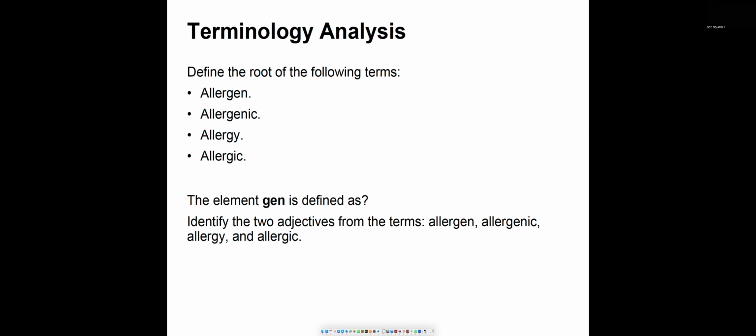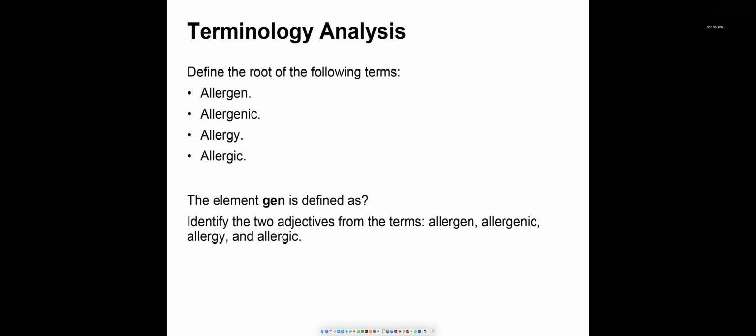So you have allergen, root, al is different, gen is producing. Allergen, an allergen is a substance that produces an abnormal immune response. Allergenic, al is different again, genic, causing or producing. Allergenic describes something that has the ability to cause an allergic reaction.